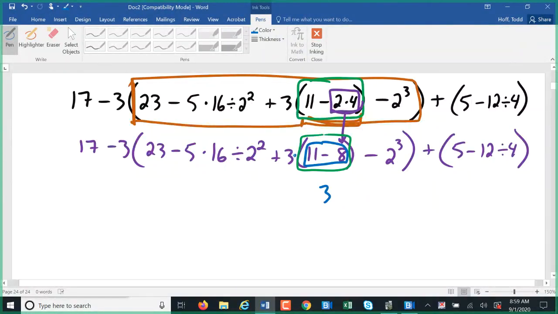Now, I do have multiplication. That parentheses is also standing for multiplication, so I have to remember to put that in front of my 3 there. So now I rewrite the rest of that problem.